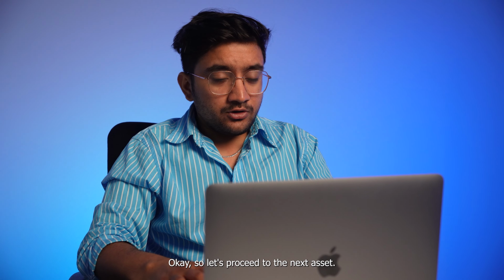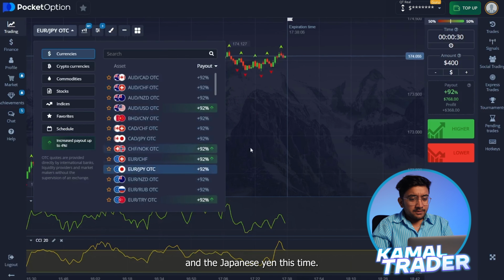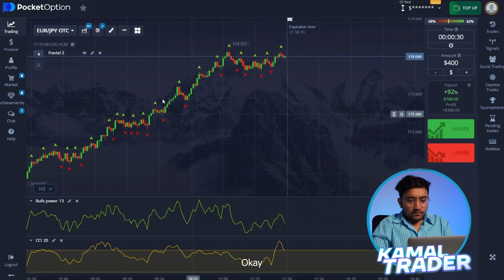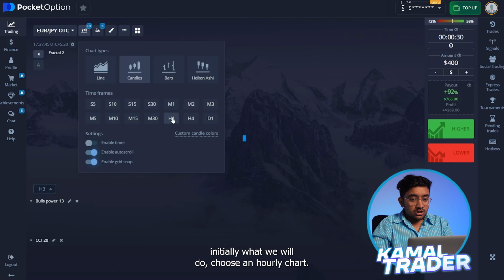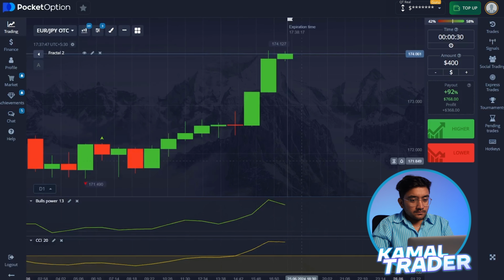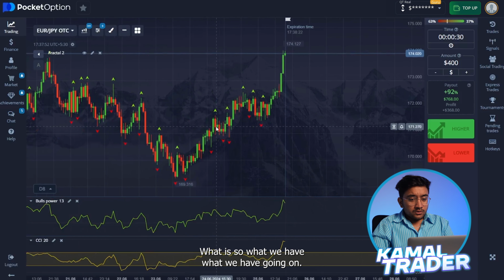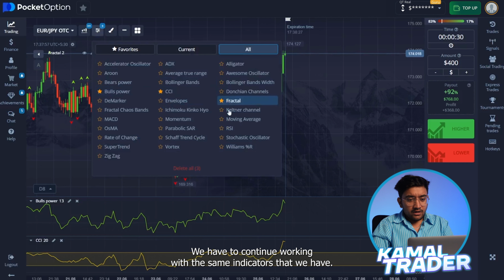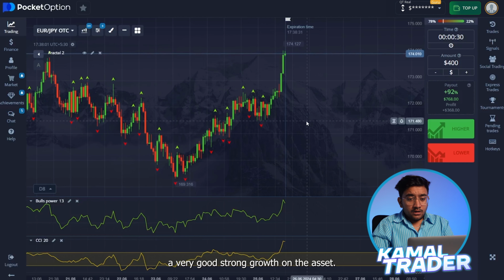Okay, so let's proceed to the next asset. Let's make the euro and the Japanese yen this time. Exactly the same. Initially what we will do is choose an hourly chart and look at the general situation. We have to continue working with the same indicators that we have, and we can see on the chart a very good strong growth on the asset.